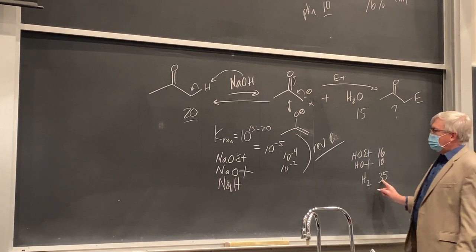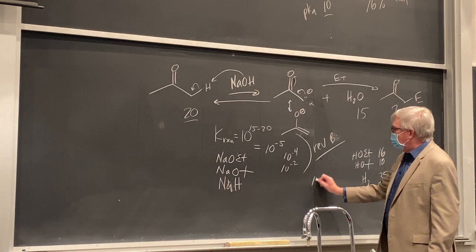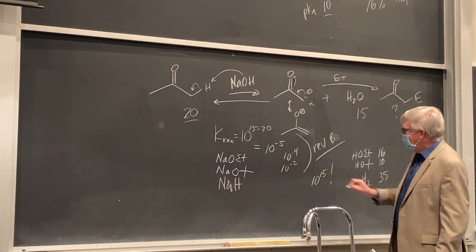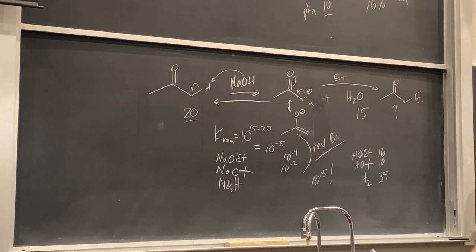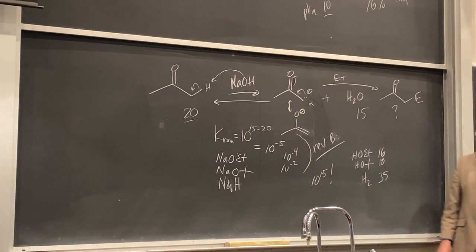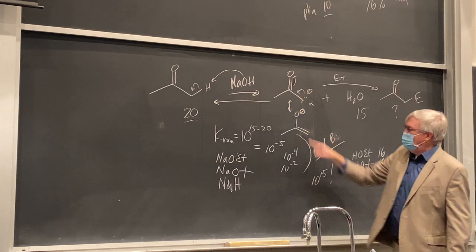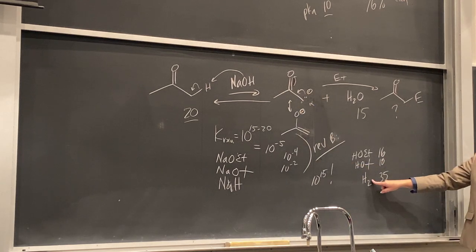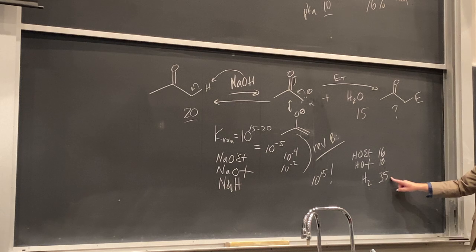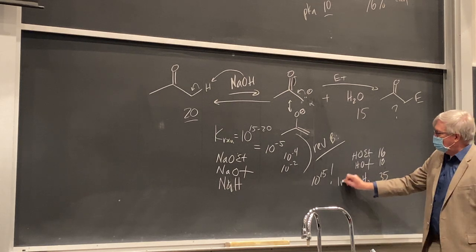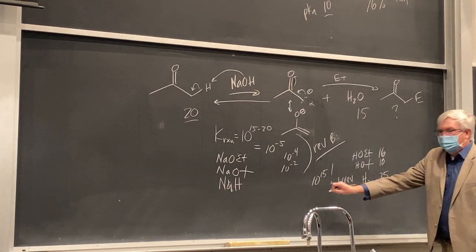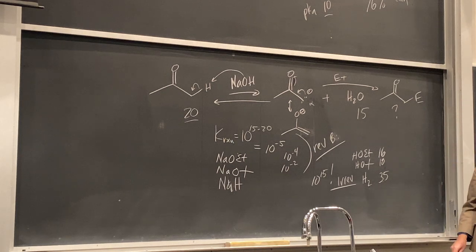So what's our equilibrium there? 35 minus 20. Now we're getting somewhere. Look at that. 10 to the 15 favored. So if we're using sodium hydride here, we're completely forming the enolate and our byproduct hydrogen gas. So we call this now what? An irreversible base. And that's an important difference now.